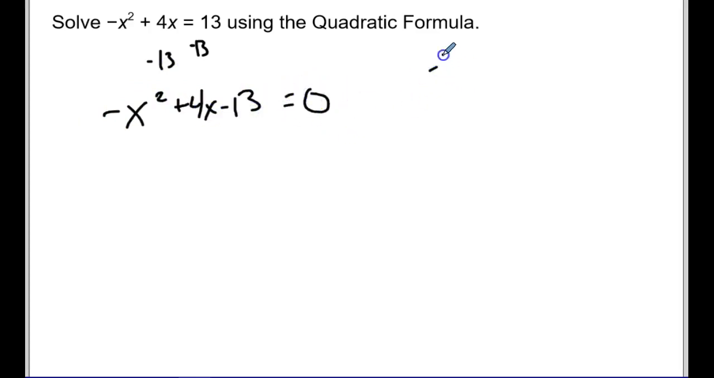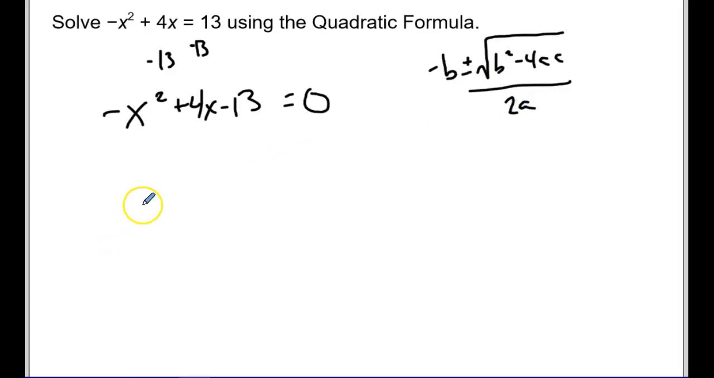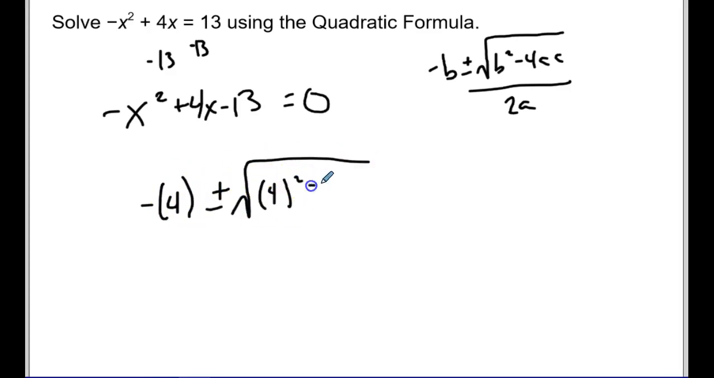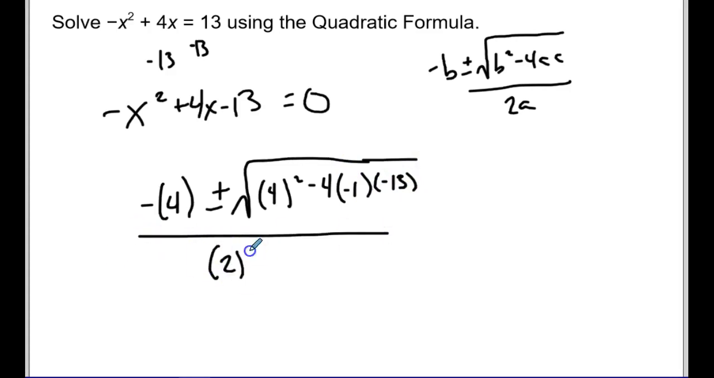So now let's use our quadratic formula. Negative b plus or minus the square root of b squared minus 4ac all over 2a. So then I can plug in my values. So I have a negative b, which is that 4, plus or minus the square root of 4 squared minus 4 times a, which is a negative 1, times c, which is a negative 13, all over 2 times that negative 1. So we can simplify.